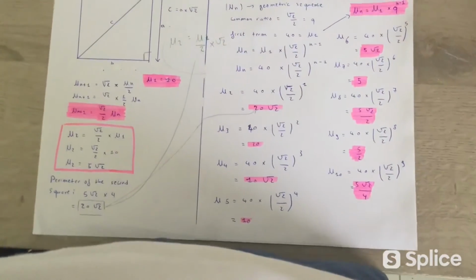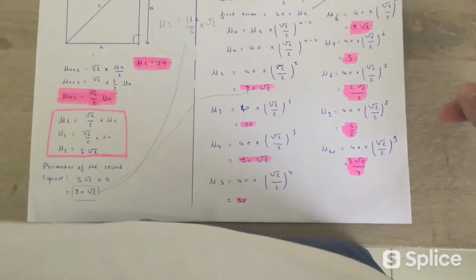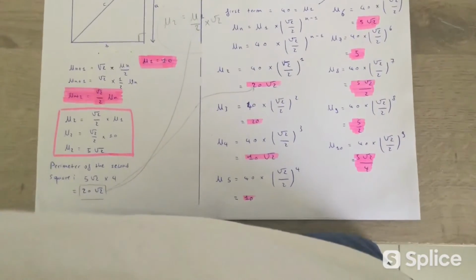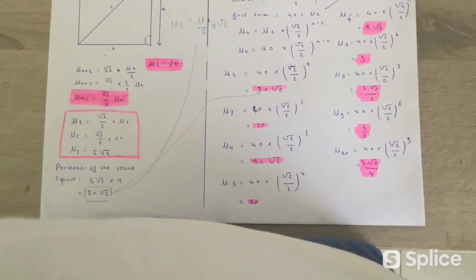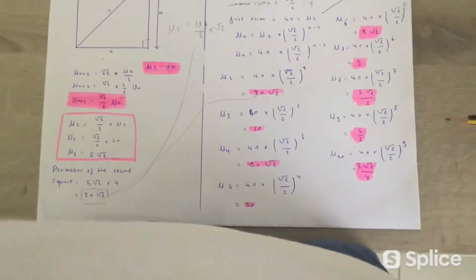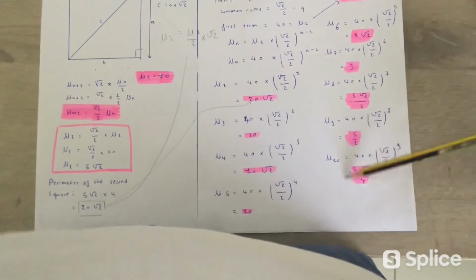The perimeter of the 10th square equals 40 times the square root of 2 divided by 2 to the 9th power, which can simplify to 5 times the square root of 2 divided by 4, like I found here.